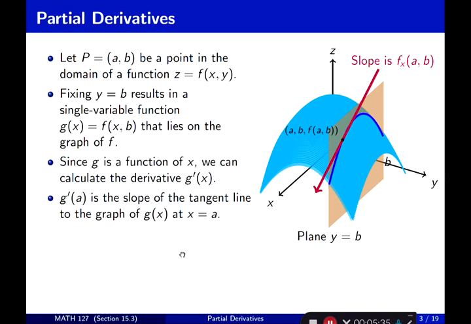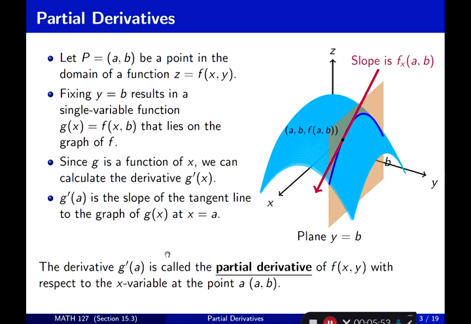And so since g is a function of x, we can calculate the derivative g prime, and then g prime of a is the slope of the tangent line. But what is g prime of a? Basically, the derivative g prime of a is called the partial derivative of f of x and y with respect to the variable x at the point a, b.